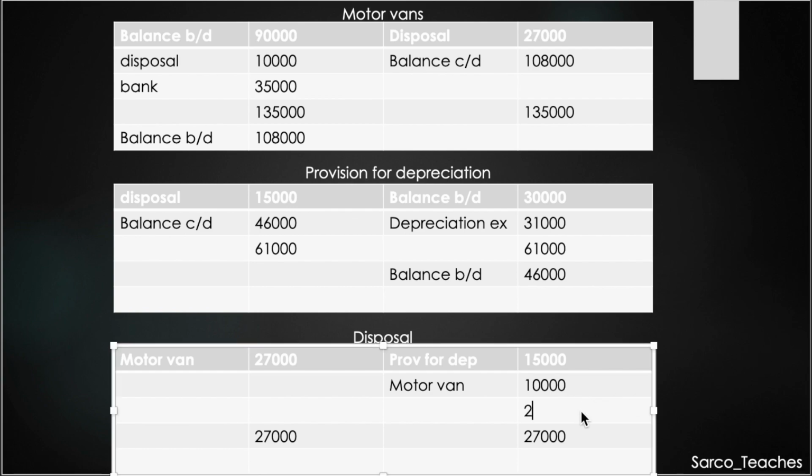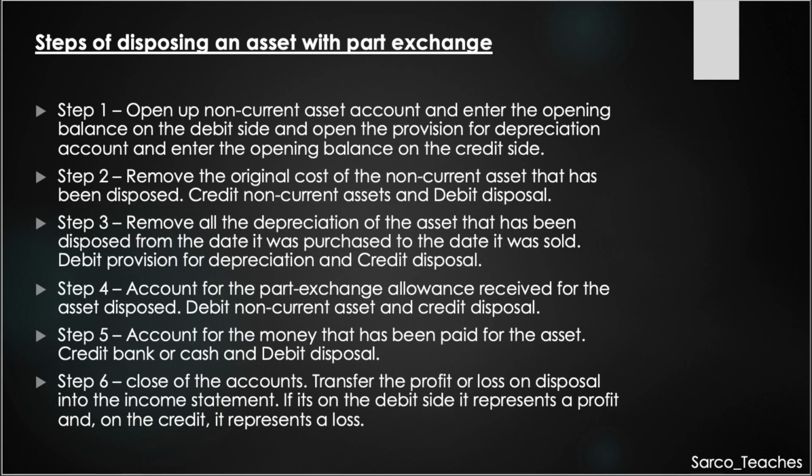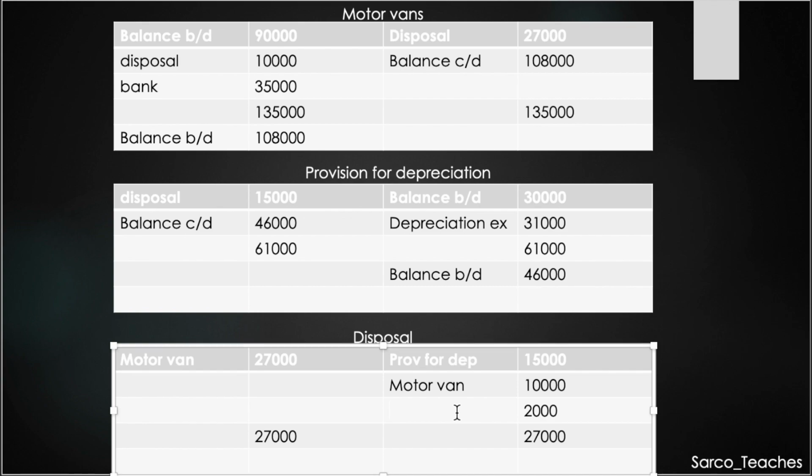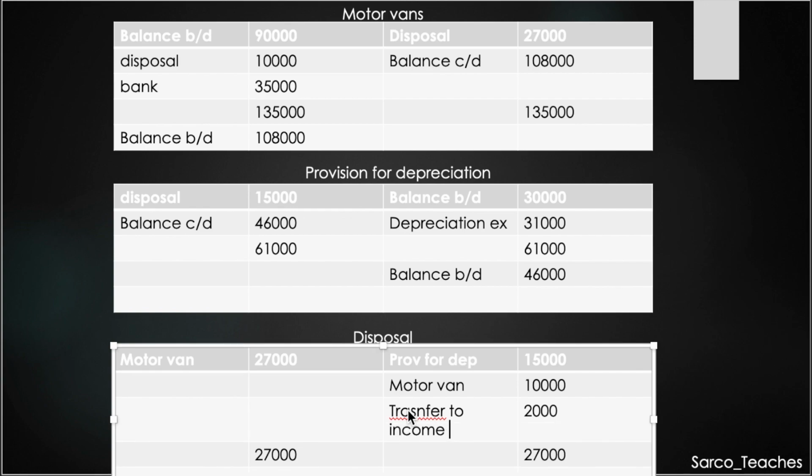But as I said in step 6, it says transfer the profit or loss on disposal into the income statement. So we label it as transfer to income statement. And then it says if it's on the debit side, it's a profit, and if it's on the credit side, it's a loss. In our case, it's on the credit side. So that means the business has made a loss on its old motor vans. So when you transfer these £2,000 into your income statement, you put it into the expense section. We label it as transfer to income statement. So that's the end, and that's how you do disposal using part exchange.